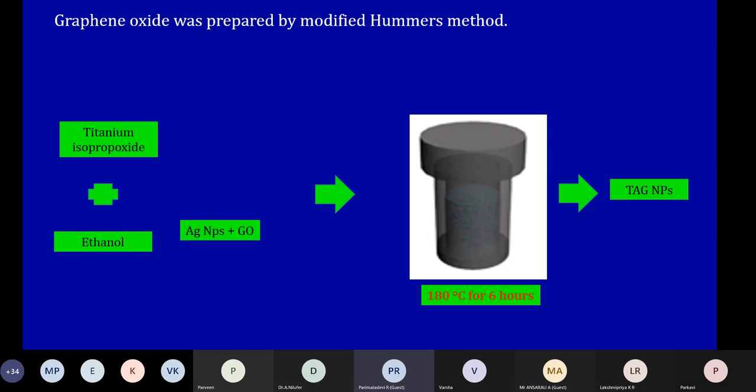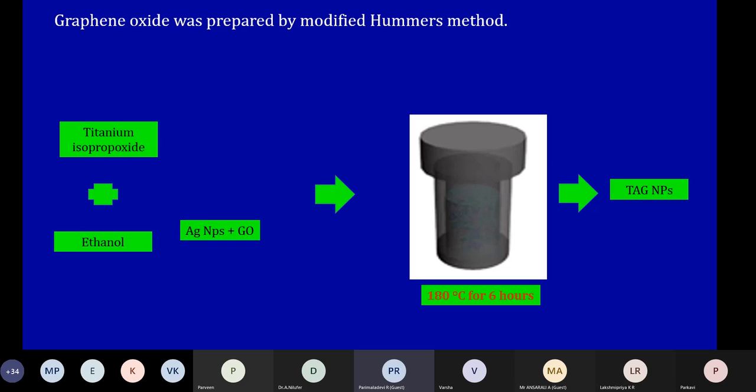For that we take graphite flakes, and we add sodium nitrate, and then sulfuric acid is also added to that mixture. We take that mixture in an ice bath and continuously stir it while adding potassium permanganate. Finally we add hydrogen peroxide and we get a precipitate, which is washed and centrifuged, and that gives graphene oxide.